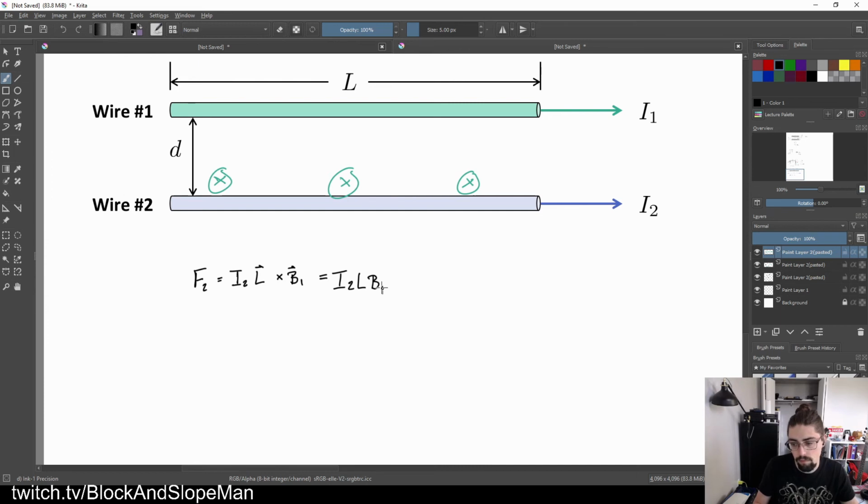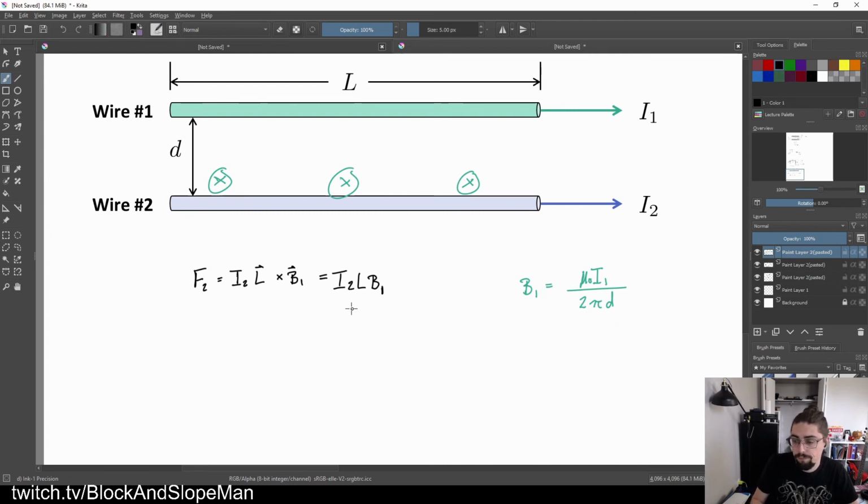B1 would be equal to mu naught I1 divided by 2 pi, and then I would put r in here, but really the distance that we're looking at is what we've got labeled on our picture as d. So mu naught I1 over 2 pi d. That's my expression for the B field.